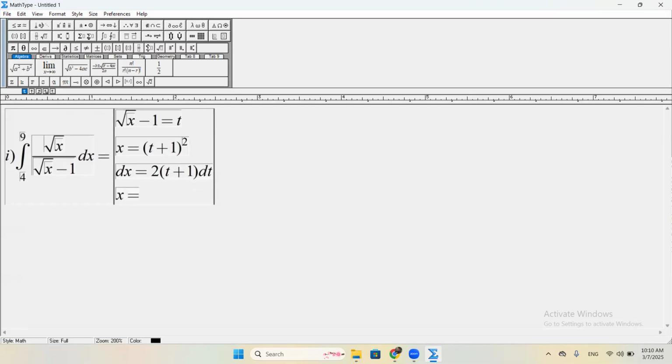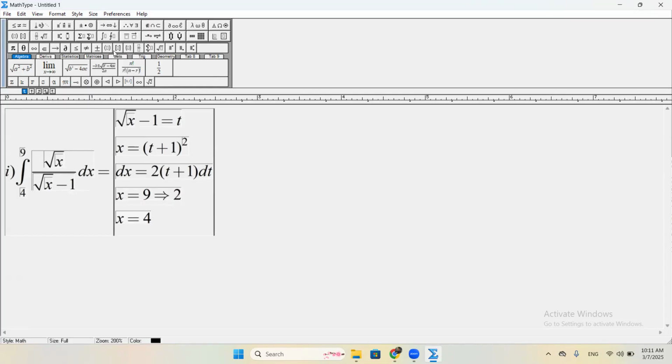Then we need to do something with the bounds of integration. When x equals 9, according to this expression, t will be equal to square root of 9 minus 1, so it will be equal to 2. And when x equals 4, t equals square root of 4 minus 1, which equals 1. And now we rewrite the rationalized integral with the new bounds of integration.